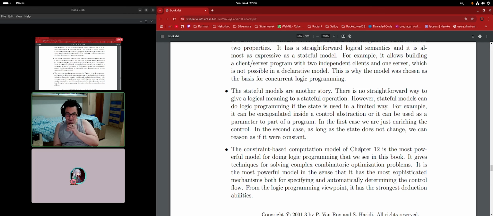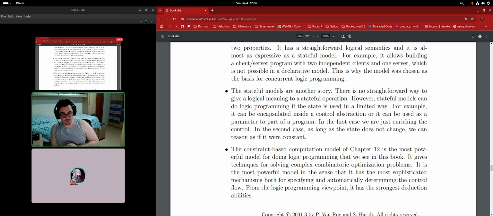And then the hard part. The stateful models are another story. There is no straightforward way to give a logical meaning to the stateful operation. And the reason, and I think that's a very profound reason, is that math in general is immutable. Yeah, that is the reason.